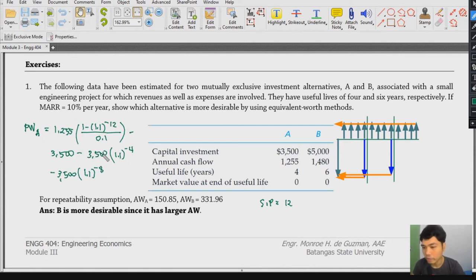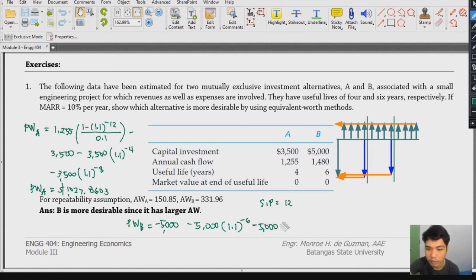And then wala na yung 12 kasi magkakaroon tayo ng 4 if we try to add that. So therefore, the present worth of your A would be equal to 1,027.8603. Okay. Now for your present worth of your B, so madali lang naman to. Maulit lang siya ng 2 times. So that's negative 5,000 minus 5,000 times 1.1 raised to negative 6. And then yung sunod natin would be minus 5,000 times 1.1 raised to negative 12.